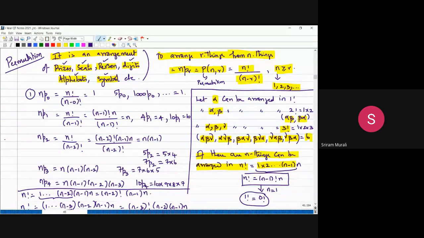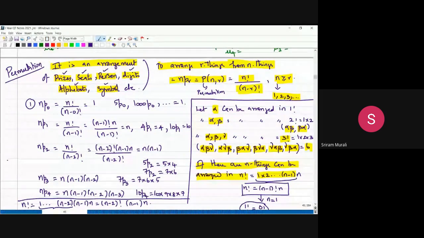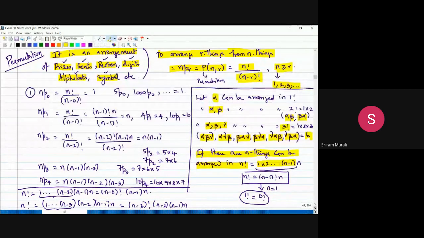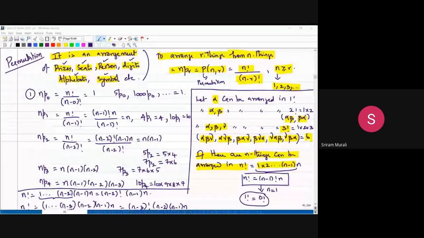In the same way, you can write 1, 2, 3, 4. Just a minute. Just a minute.